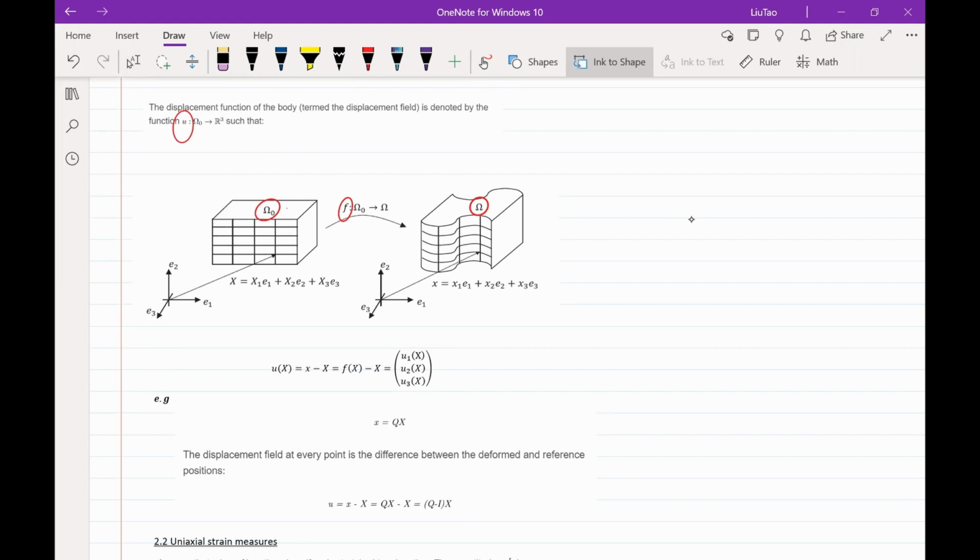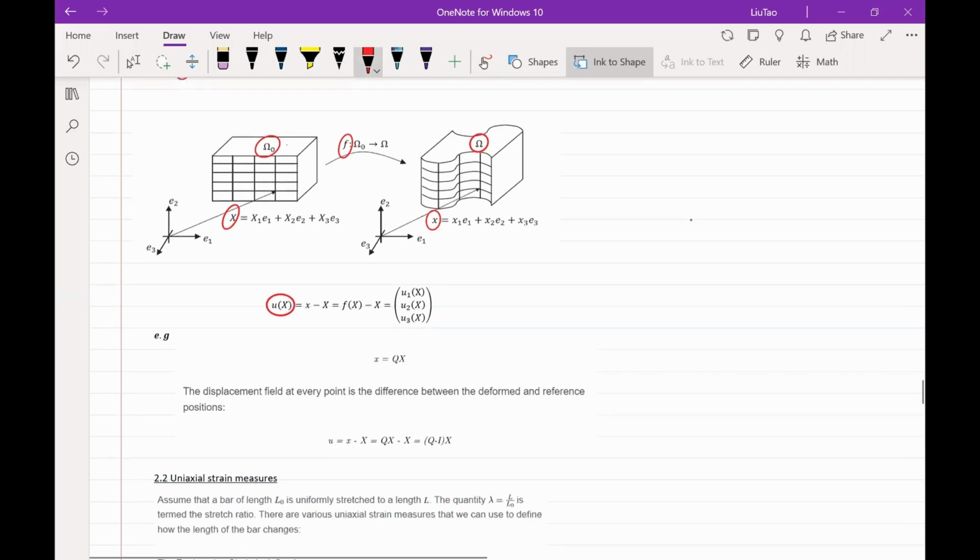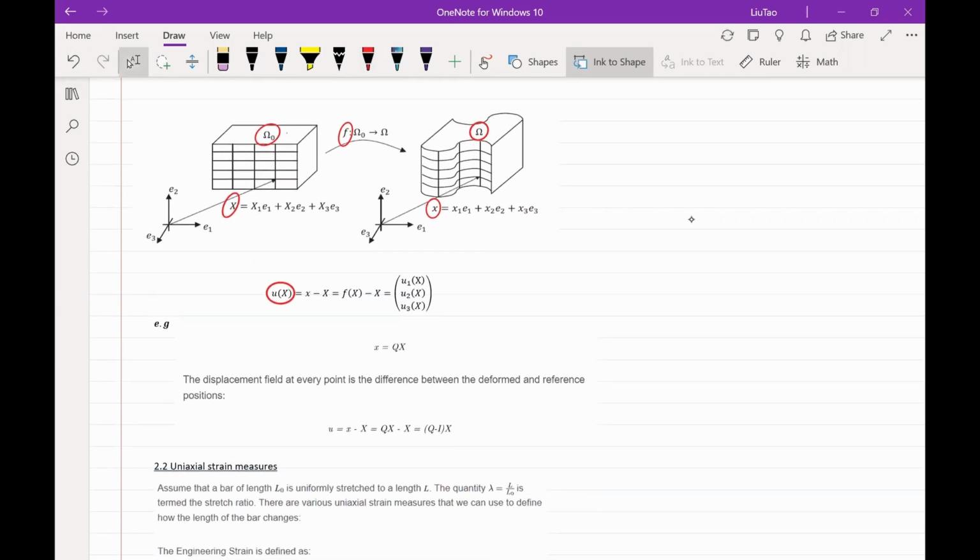Based on this definition, if we define the position of the material point as capital X in the undeformed configuration and small x in the deformed configuration, then the displacement field is equal to x minus capital X. And u is a function of capital X, so it has 3 components.